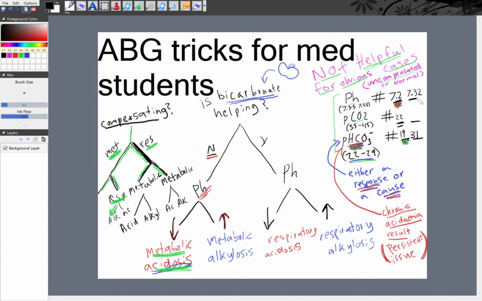And the other thing to consider, if this is important: if you're outside of range and you're compensated, then you are only partially compensated. If you're within range and you're compensated, then you are fully compensated. Okay, so this would be partial compensation if it's compensatory, but we'll look at whether it's compensatory later. So 31, okay, meaning you're outside of range for bicarb.